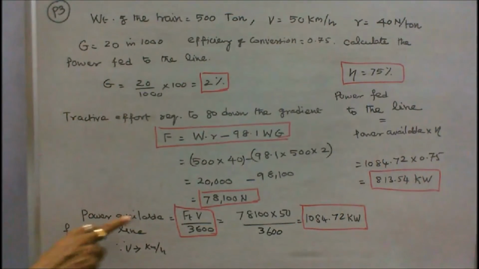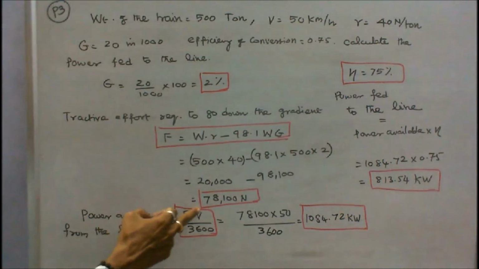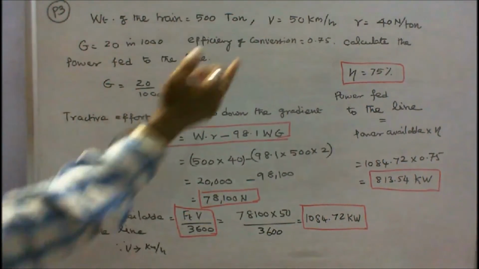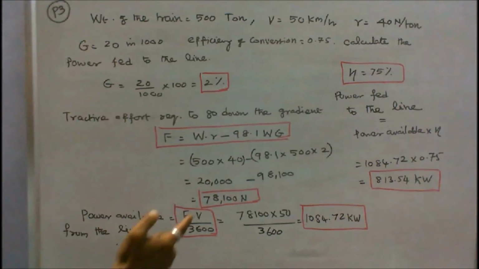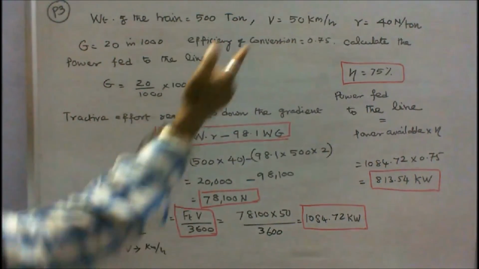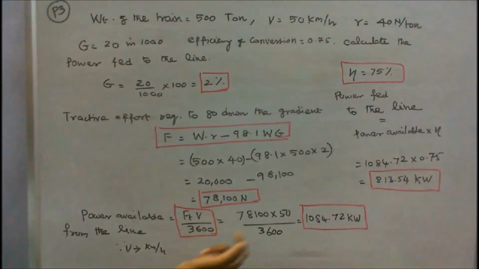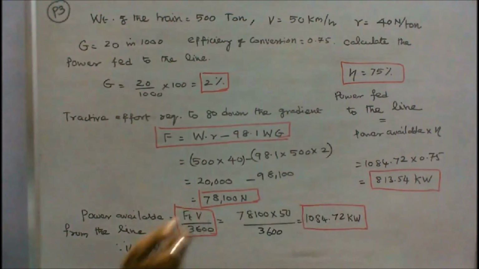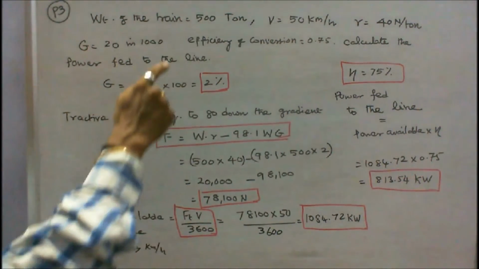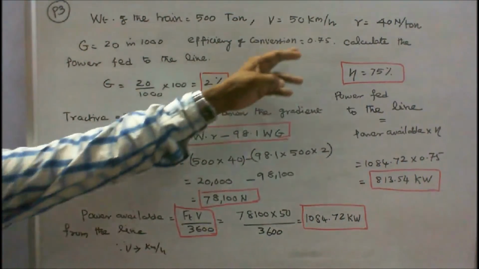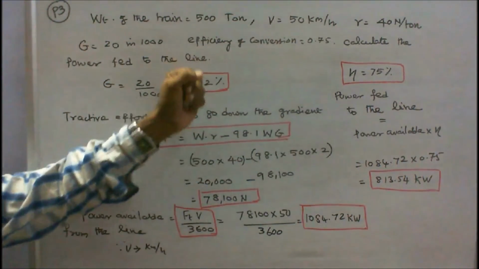So the power available from the line is equal to Ft into V divided by 3600, and here V is in kilometer per hour. Therefore, we know Ft is 78,100, into 50, that is V is given as 50, divided by 3600, we will get 1084.72 kilowatts. And the efficiency of conversion is given as 0.75, that is 75%.